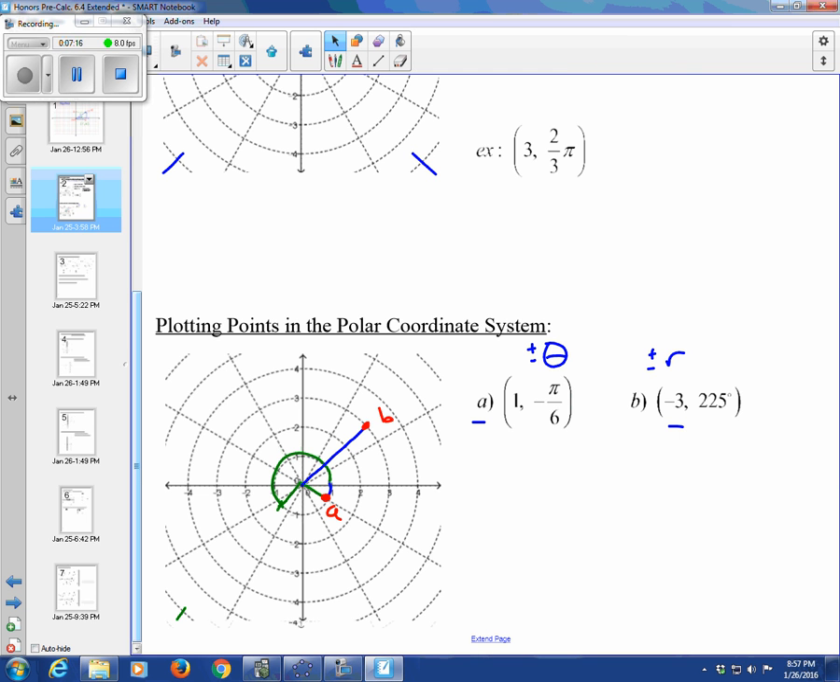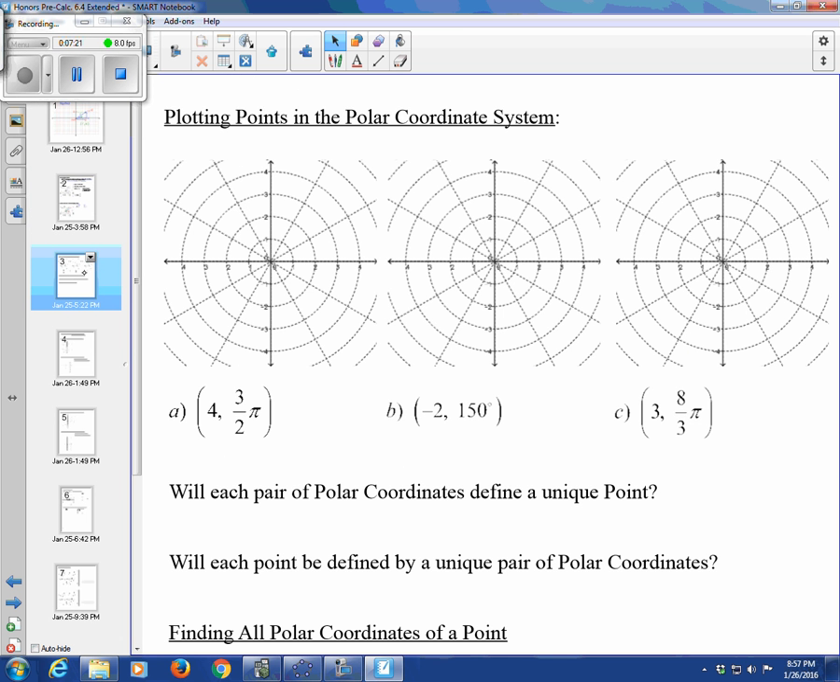So that's plotting points on the polar coordinate system, or the polar plane. And what I want you guys to do right now is to go ahead and pause the video and try to graph these 3 points, A, B, and C, that we're seeing right here. So give these 3 points a shot. All right, so these are the 3 points we're seeing.